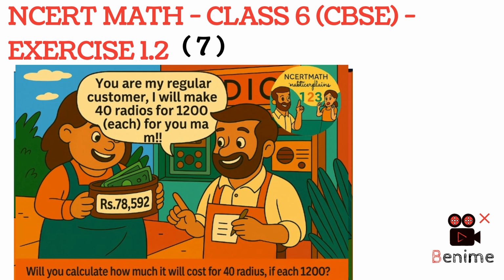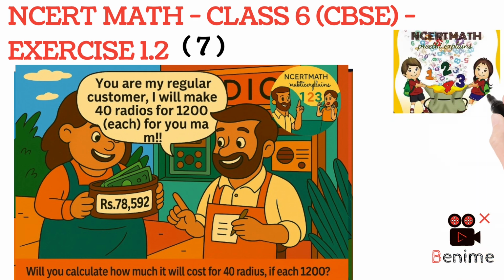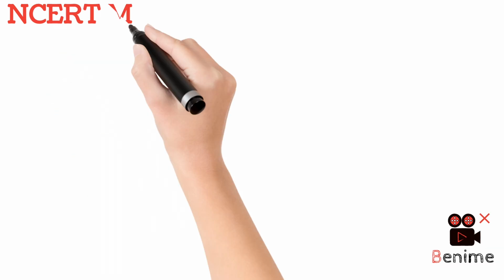Then he asked help from us. Will you calculate how much it will cost for 40 radios if each is 1,200? Then we have to do the multiplication process. Shall we start the multiplication? So for each she is ready to pay 1,200 and she wants to pay for 40 radios. So we have to multiply 40 into 1,200. So shall we start the multiplication?